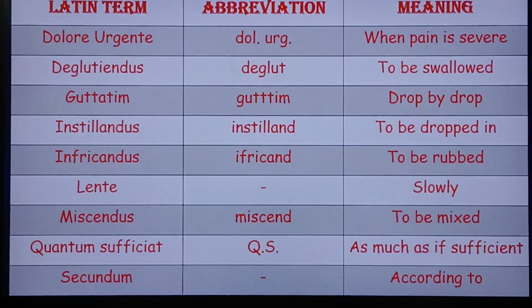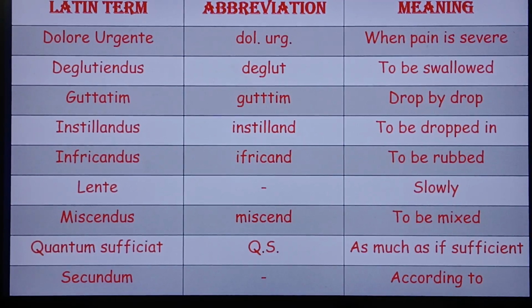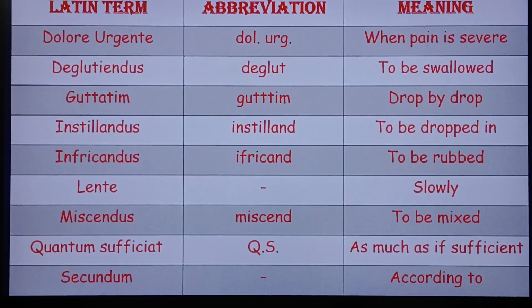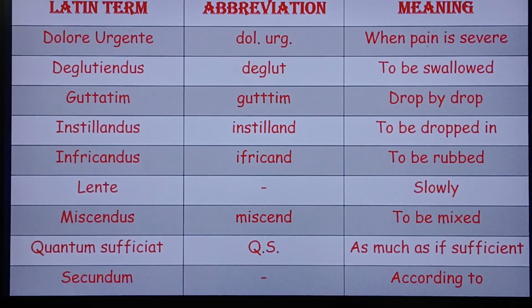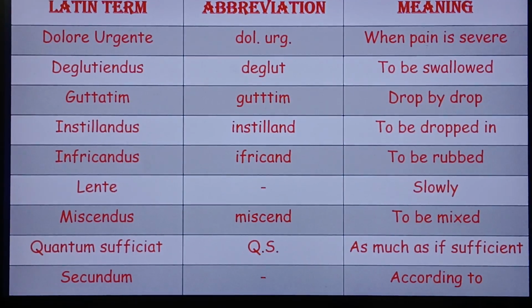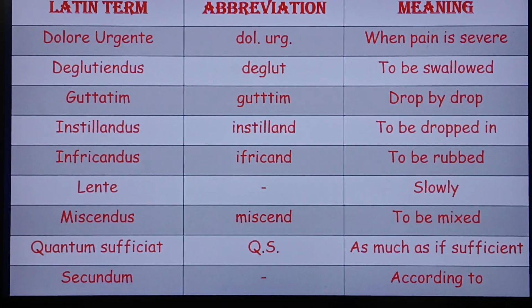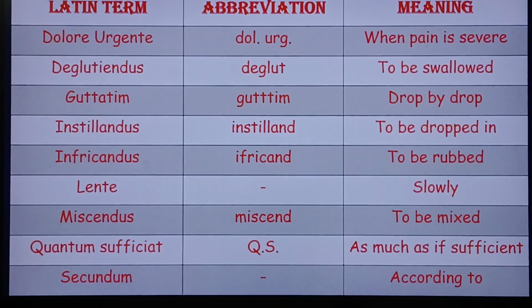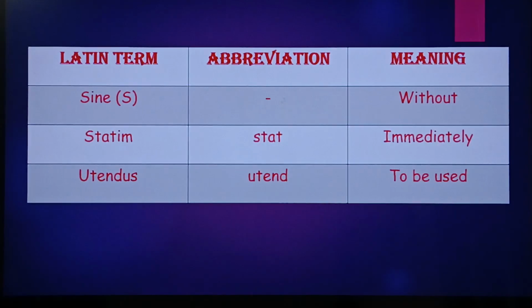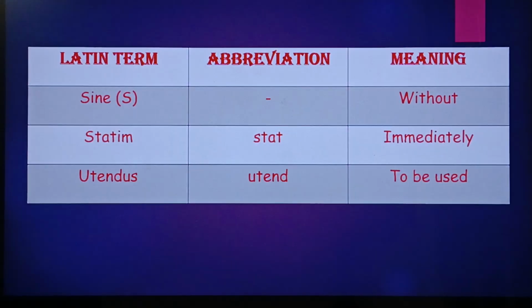Dolore urgente, dol urg, when pain is severe. Deglutiendus, deglut, to be swallowed. Guttatim, guttim, drop by drop. Instillandus, instilland, to be dropped in. Infricandus, infric, to be rubbed. Lente, slowly. Miscendus, miscend, to be mixed. Quantum sufficit, qs, as much as sufficient. Secundum, according to. Next is sine, that means without. Statim, stat, immediately. Utendus, utend, to be used.